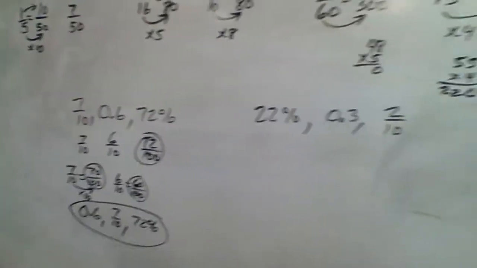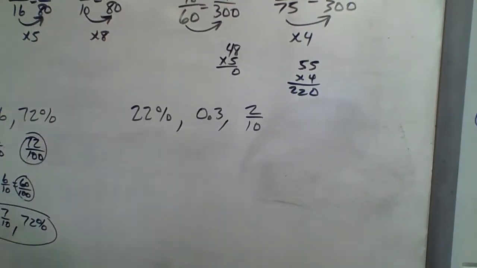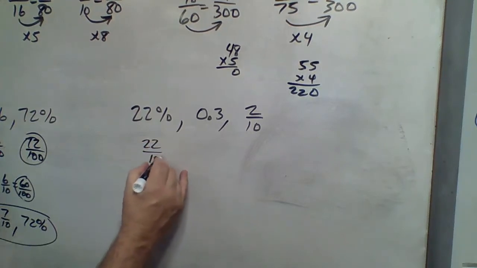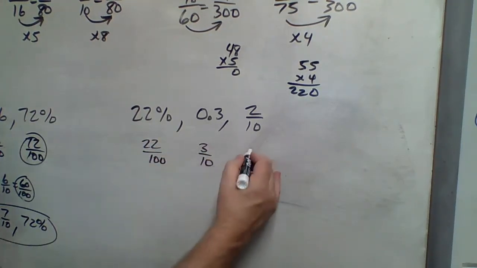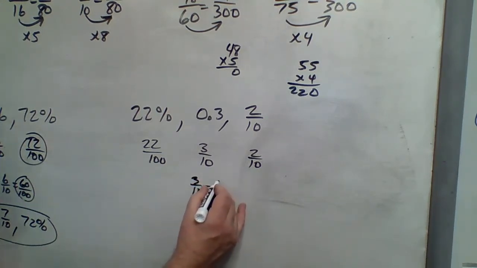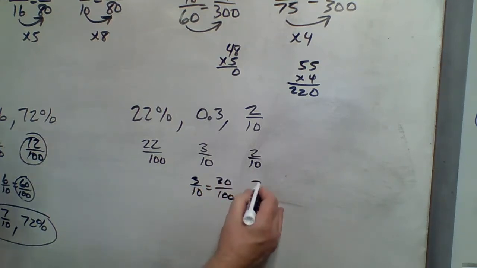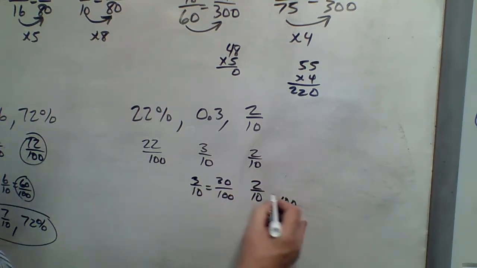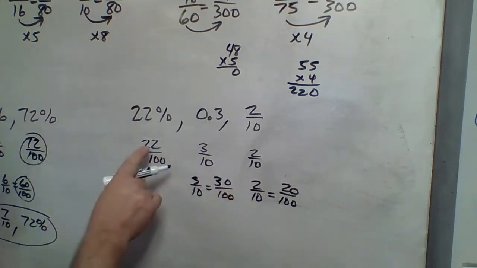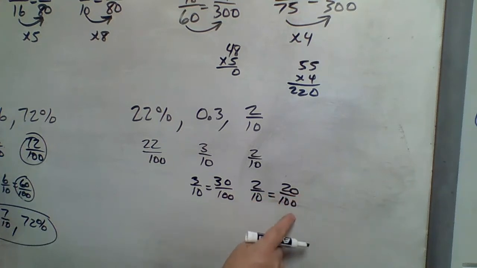Let's go on to this next one. Again, I'm going to change them all into one form. I'm going to choose to change them into fractions again. But you'll notice, they don't all have the same common denominator. So I'm going to change 3 tenths into hundredths. How many hundredths is that? That's 30 hundredths. And I'm going to change 2 tenths into hundredths. How many hundredths is that? That's 20 hundredths. So we're going to look at 22 hundredths, 30 hundredths, and 20 hundredths.